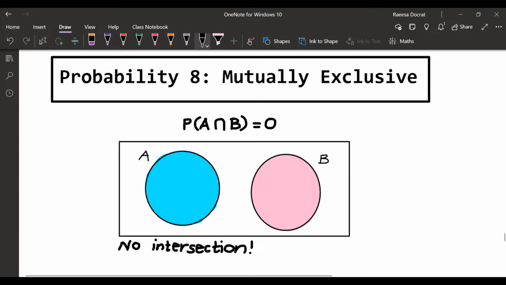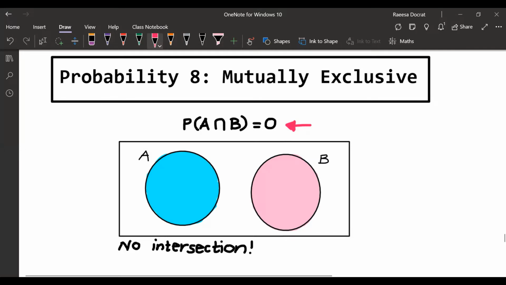The first thing that we have, if we have a look at the diagram, is that these two events, A and B, have absolutely no overlap between them. So there's no part where they both would be true. In other words, the probability of A and B is equal to 0, and there is no intersection. So if you would like to find out if events are mutually exclusive, what you would need to do is check this property, that the probability of A and B must be equal to 0.